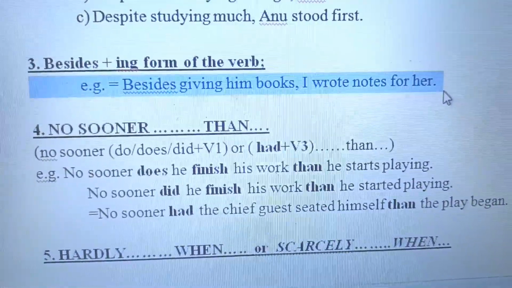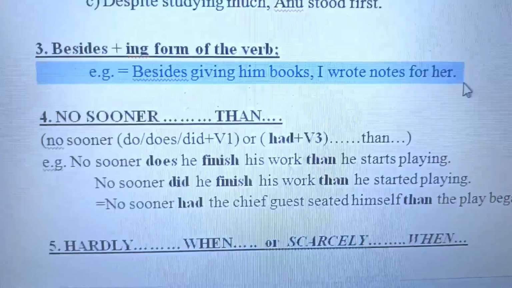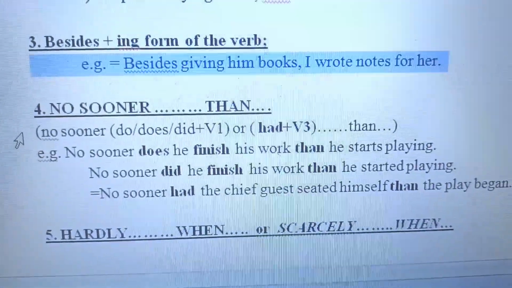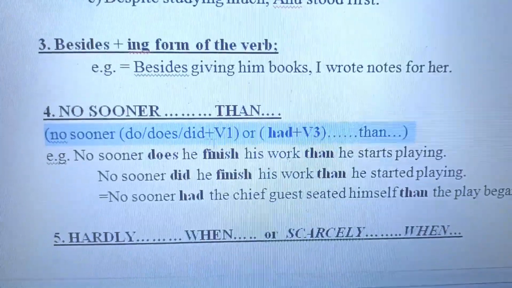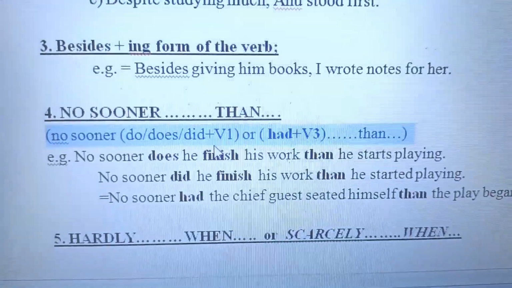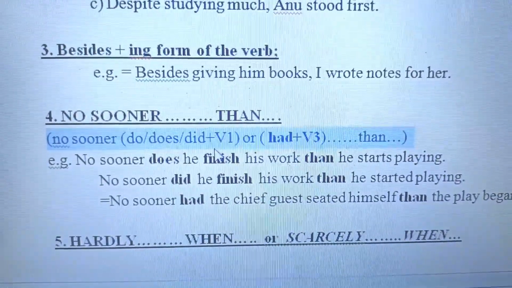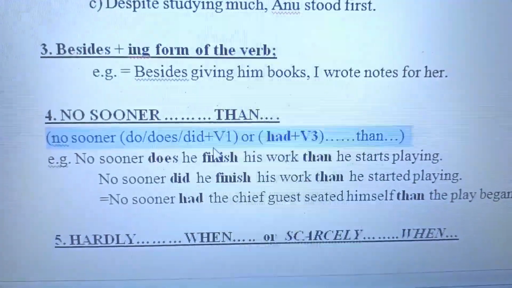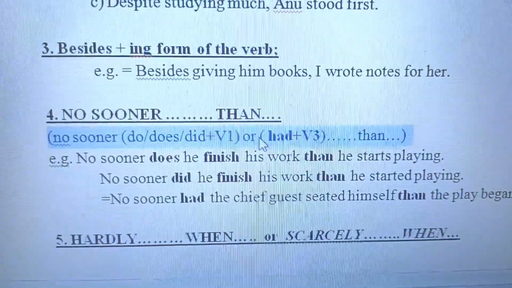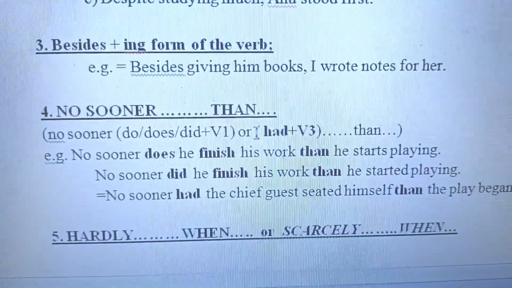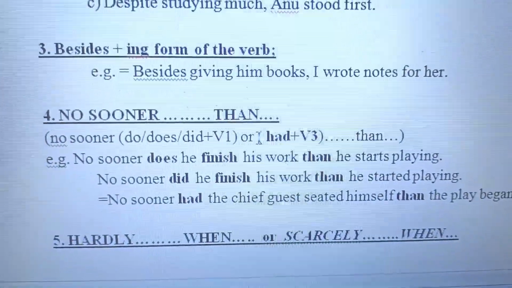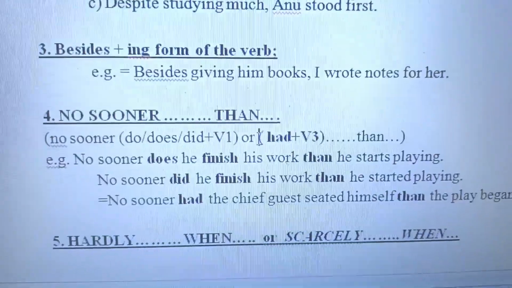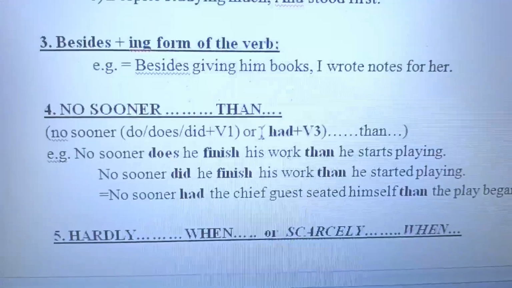Next you'll see no sooner. So remember, no sooner than goes together. After no sooner, helping verb either does will be there, or did or do will be there, followed by first form of the verb, or maybe only no sooner, then had will be there, then third form of the verb, and then than will be used. So remember, no sooner than.